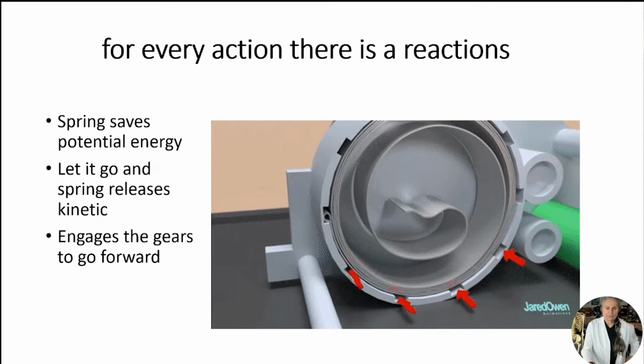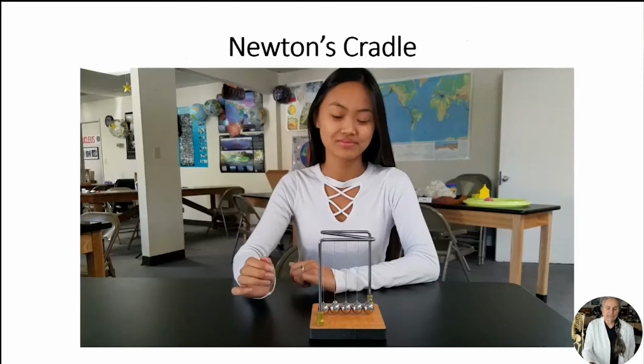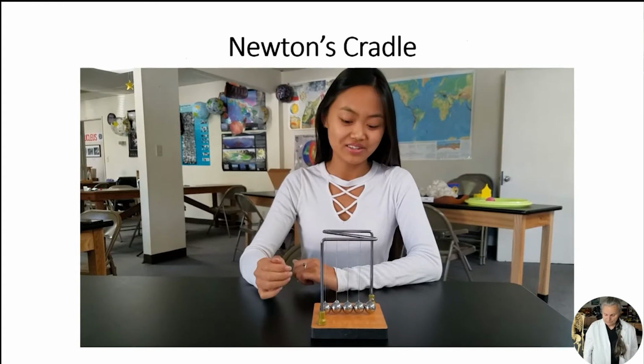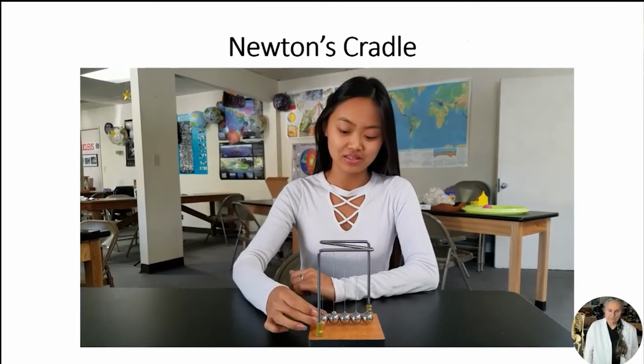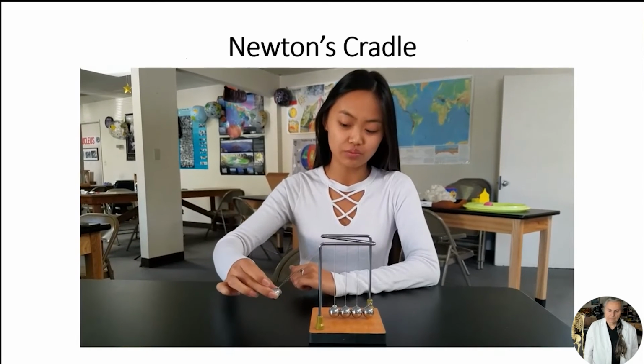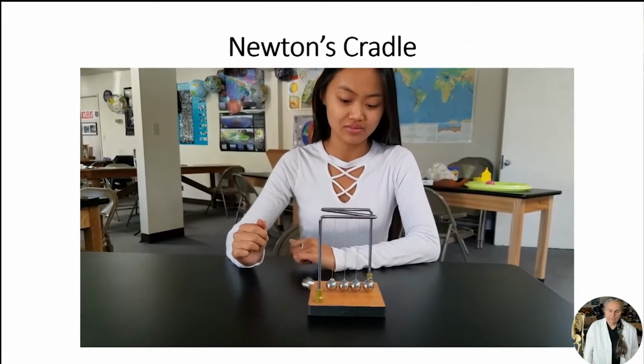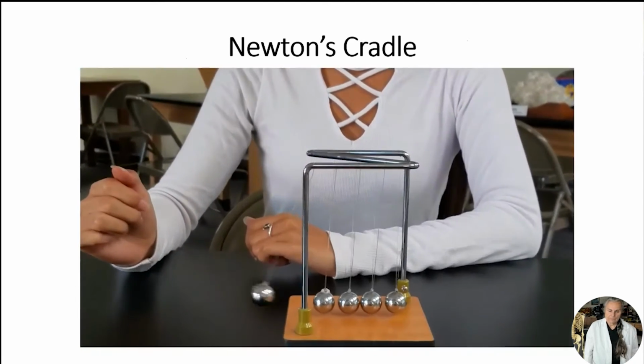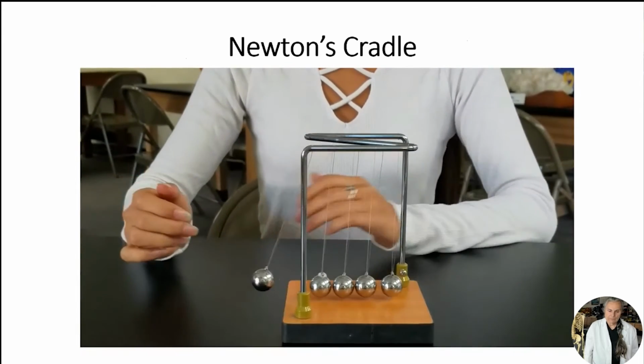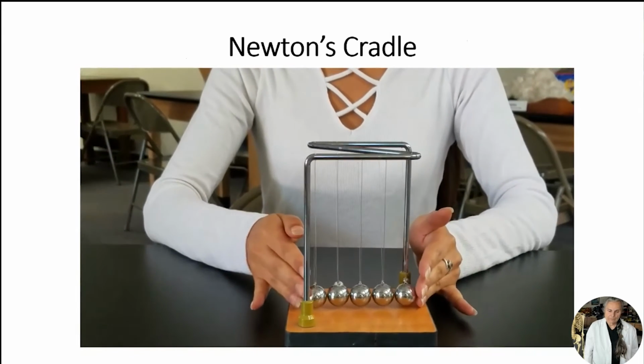Now, let's see what Phoebe's going to show us. She's going to summarize the one on the Newton's cradle. This right here is Newton's cradle. So let's first see what happens when we pull one ball back. Okay, now let's see two.